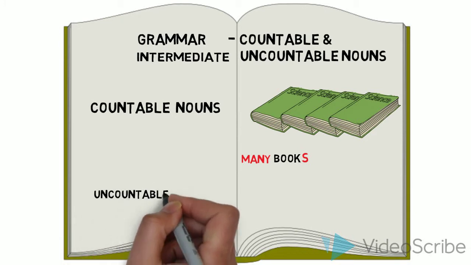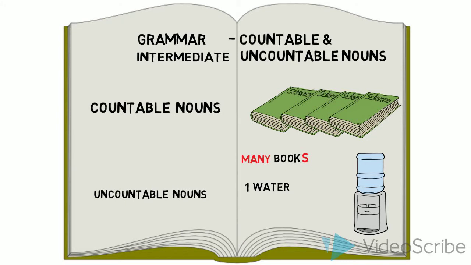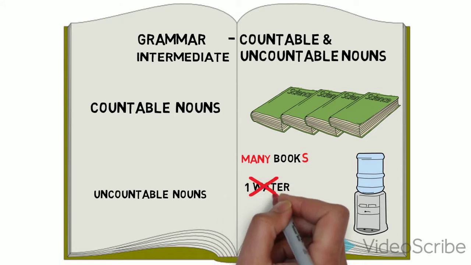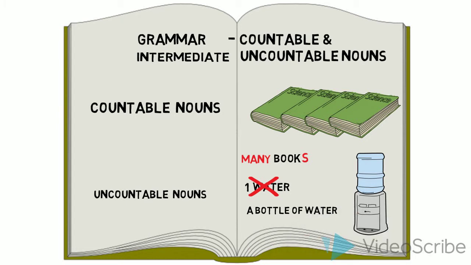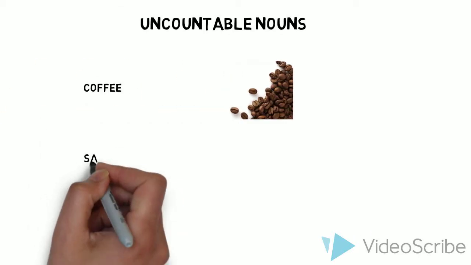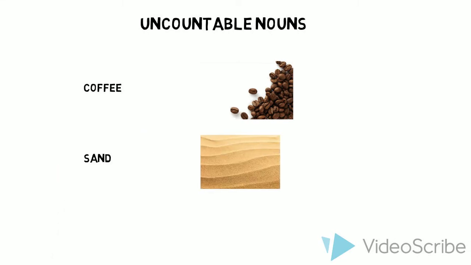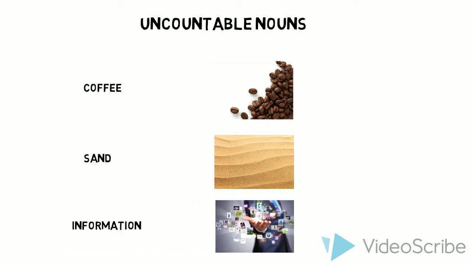Uncountable nouns are nouns that we cannot count. So we cannot say one water, which is wrong. We would have to quantify it by saying a bottle of water. Uncountable nouns like coffee, sand, and also information. These are uncountable nouns that cannot be counted.